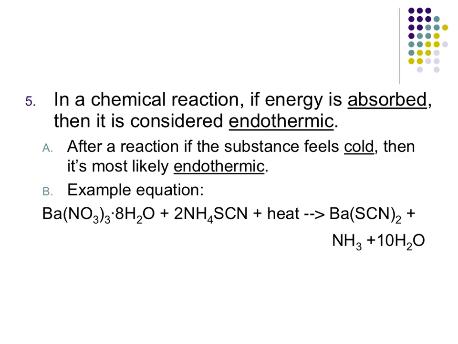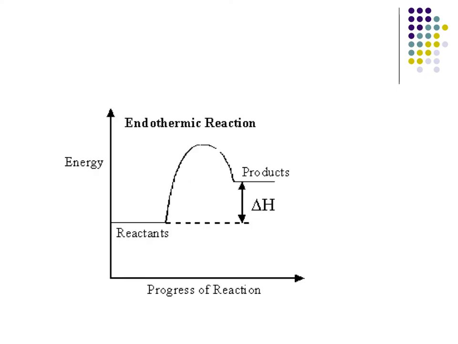When this occurs, you're going to have energy or heat on the reactant side because it's going to be going into the reaction, so it's going to feel cooler. It's absorbing energy from the surroundings. So we have here an endothermic reaction. You can see the products have more potential energy than the reactants, so it had to absorb energy from somewhere.